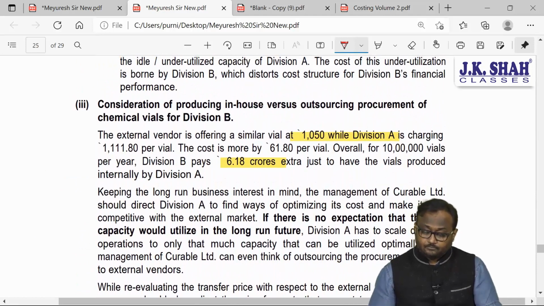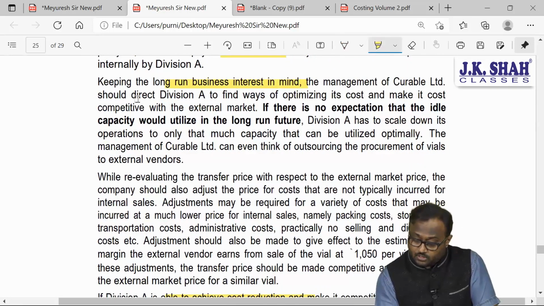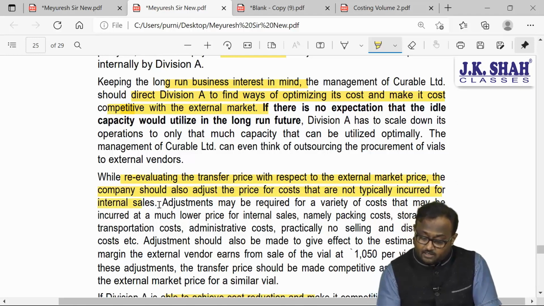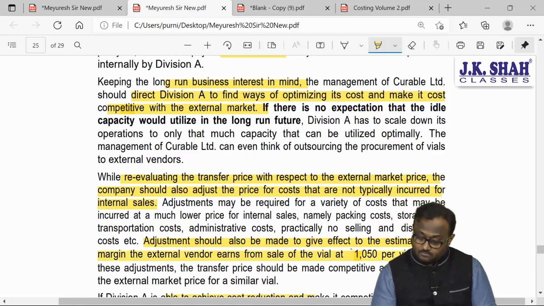Is that part clear? This is what they have mentioned. See, keeping the long run business interest in mind, the management should direct to find out ways to optimize its cost and make it cost competitive with the external market. Simple. While re-evaluating transfer price with respect to the market price, company should adjust prices which are not typically incurred in internal sales. Adjustment should also be made to give effect of estimated profit margin of external vendor at 1050. So up to 1050 you can charge.